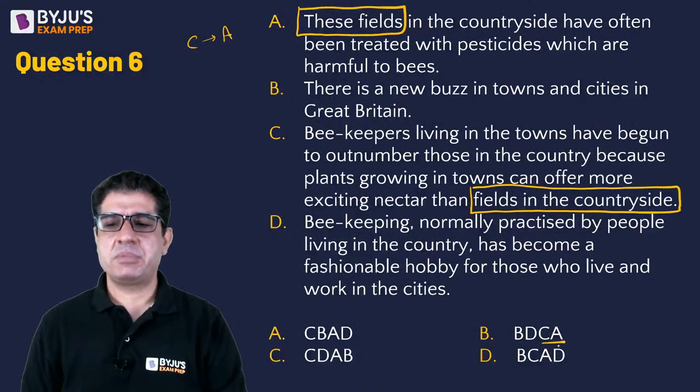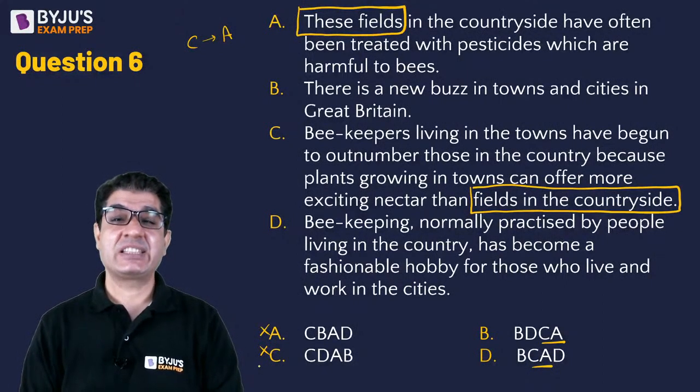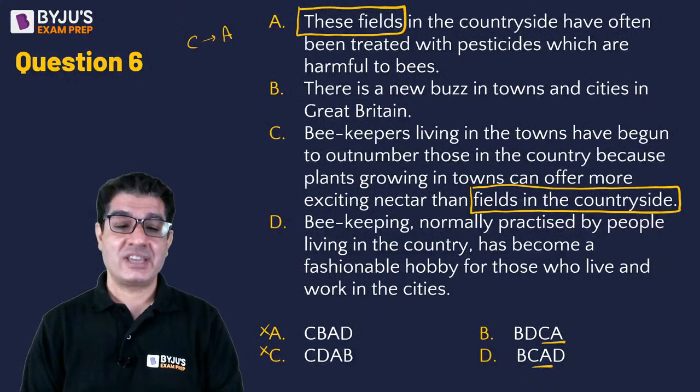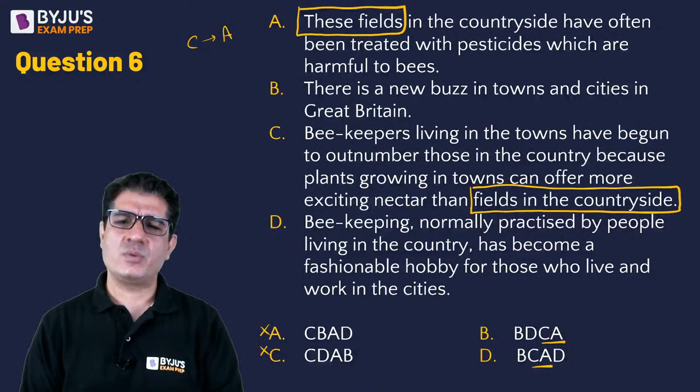So you have it in B, you have it in D, you do not have it in A and C. So that sadly needs to be, so A and C need to be ruled out. So that leaves you with B and D. Which one of the two?